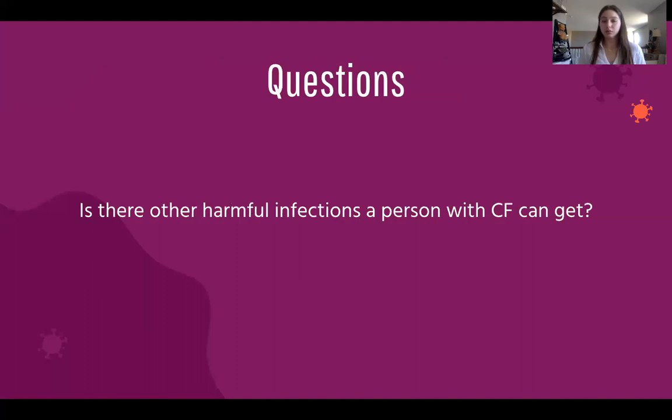Are there any other harmful infections a person with CF can get? Yes, there are a lot of harmful infections people with CF can get. They even have to worry about a common cold. Because their immune system is so weak, they have to worry about colds, infections, anything, because their immune system can't fight it off. I know another bacteria I wanted to use in this project was tuberculosis, but unfortunately I couldn't because it's biohazard level 3, and the lab I used was only up to biohazard level 2. So any of the bacteria I used had to be biohazard 2 or below.